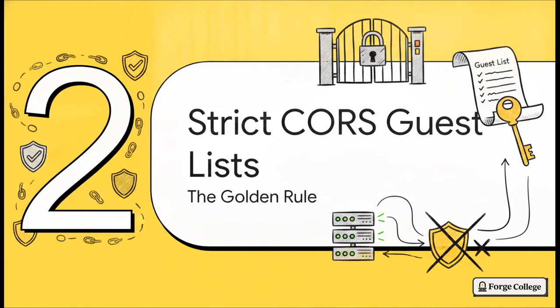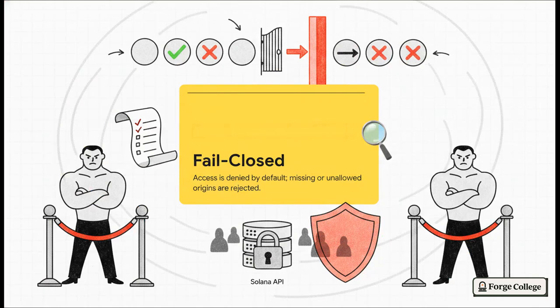Moving right along to Section 2, strict CORS guest lists and the golden rule of API security. All right, meet our bouncer, CORS. This bouncer checks the guest list at the door using one absolute fundamental philosophy, the fail-closed approach. Basically, if you aren't explicitly on the approved list, you do not get in, period.